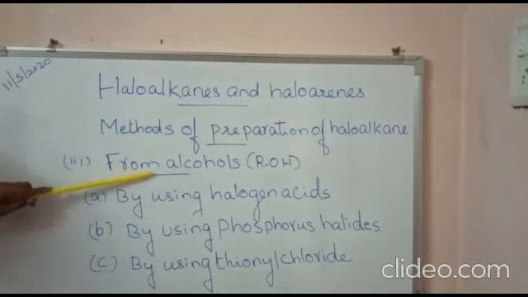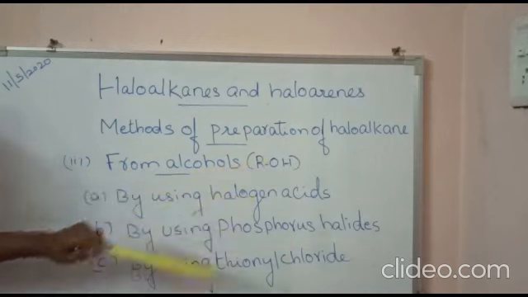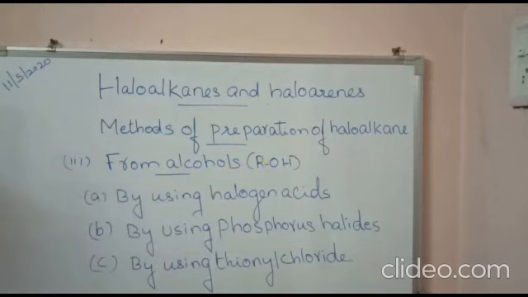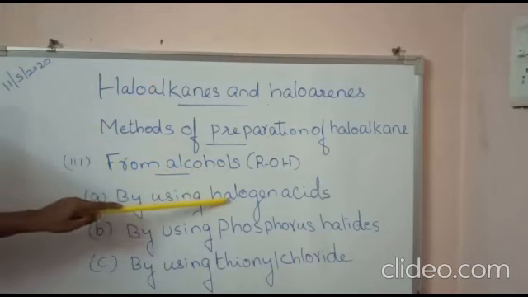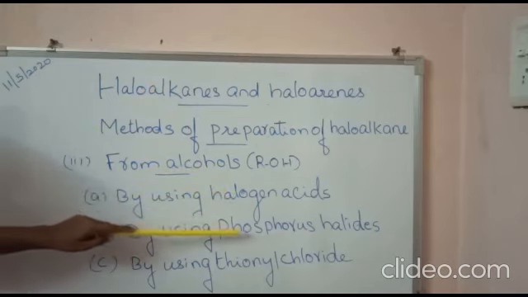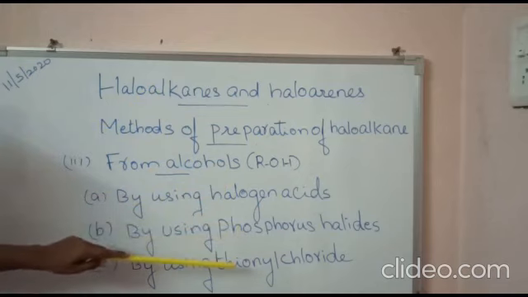The third method of preparation is from alcohols. The OH bond of the alcohols can be replaced by halogen by using various methods. It can be replaced by treating alcohols with halogen acids, or with phosphorus halides, or with thionyl chloride.